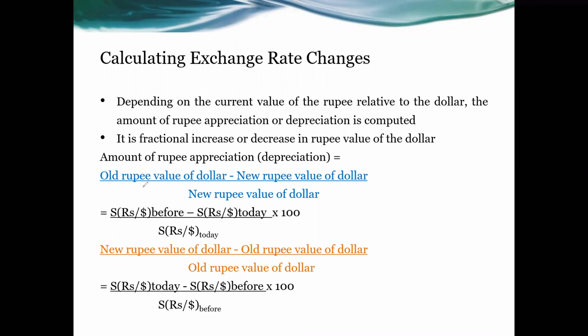That means the old amount of rupees we are paying per dollar, minus the new rupee value per dollar, divided by the new rupee value per dollar. Or else we can use the new rupee value per dollar minus the old rupee value per dollar, divided by the old rupee value per dollar. Both ways you can use it, but please don't confuse those denominators.